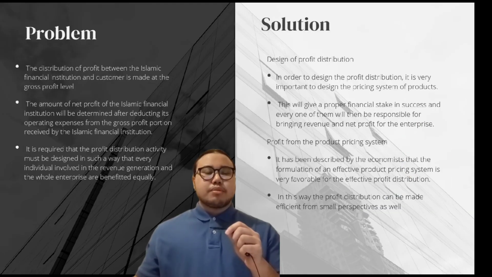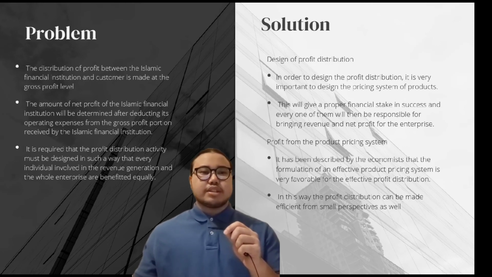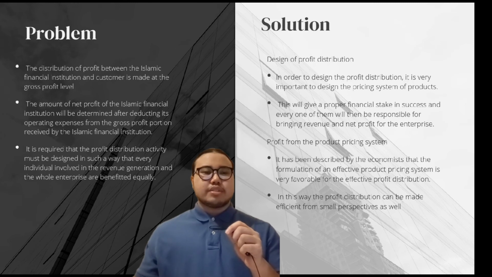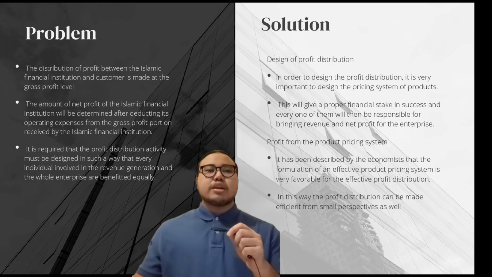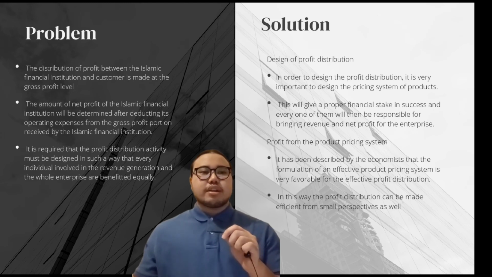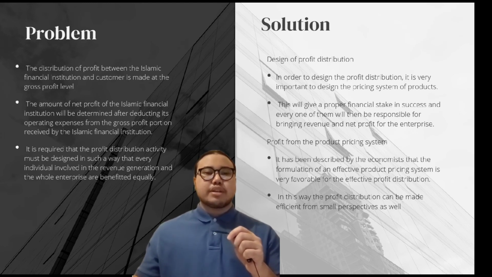After that, the problem of this issue is that the distribution of profit between the Islamic financial institution and the customer is made at the gross profit level. The amount of net profit of the Islamic financial institution will be determined after deducting its operating expenses from the gross profit portion received by the Islamic financial institution. It is required that the profit distribution activity must be designed in such a way that every individual involved in the revenue generation and the whole enterprise are benefited equally.